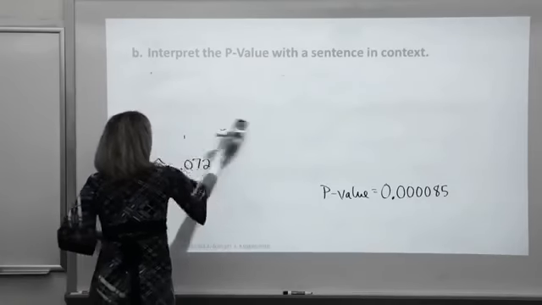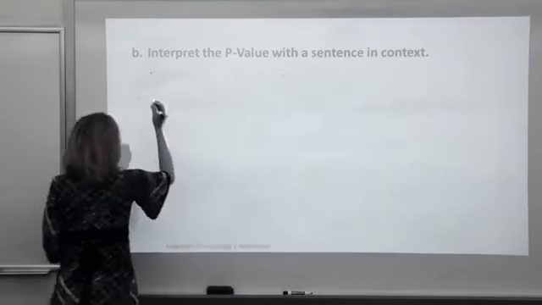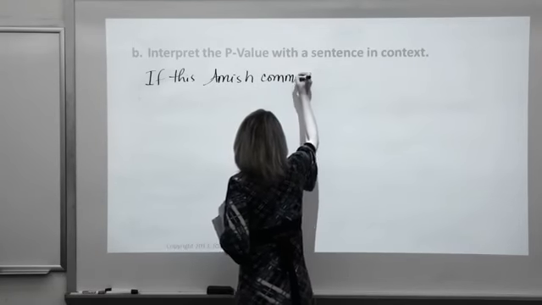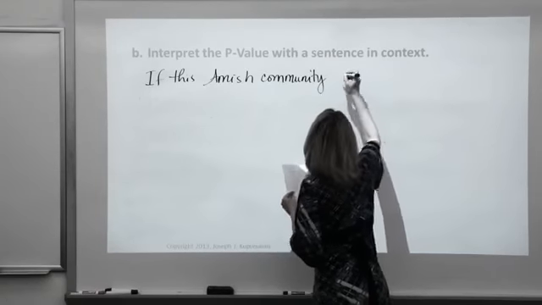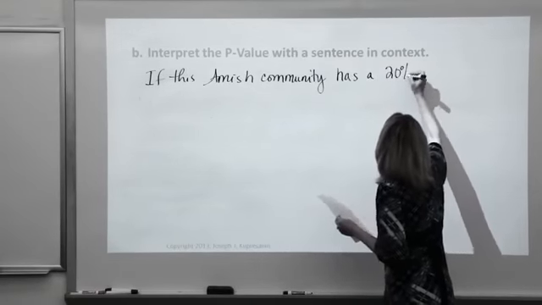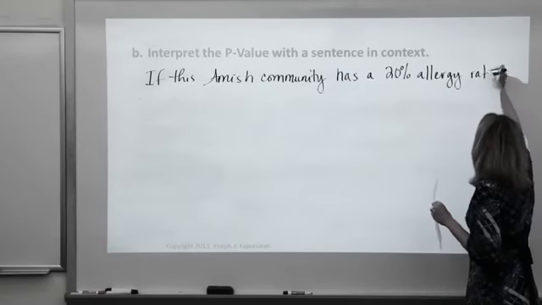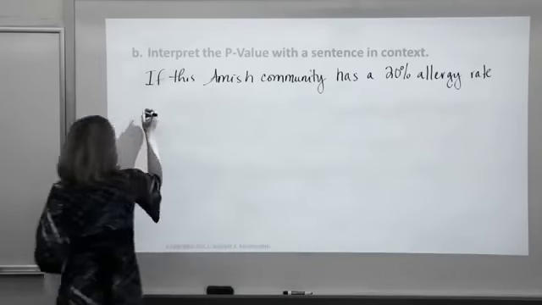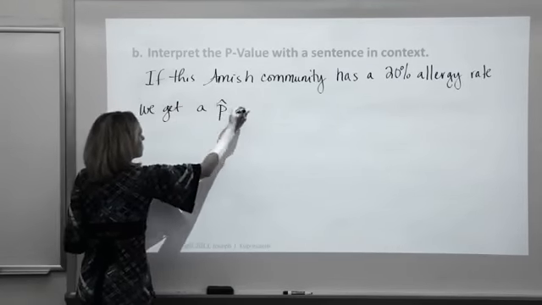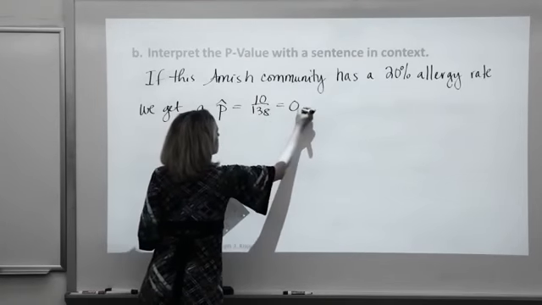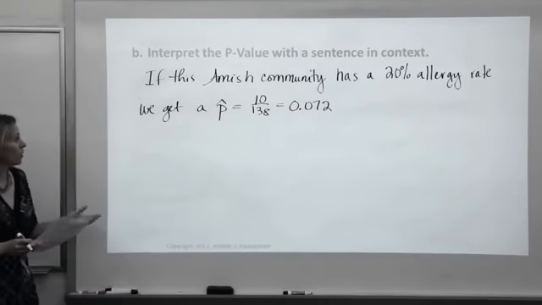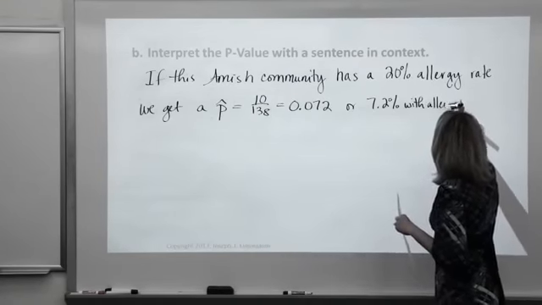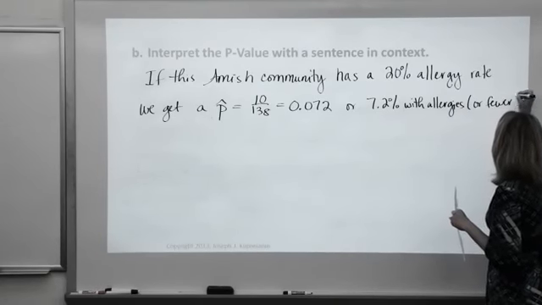So let's write that in a sentence. So if this Amish community really has 20% of them have allergies, first sentence, that's assuming the null hypothesis is true. We get a sample like we did, or one even more extreme. So you could even say, or fewer.